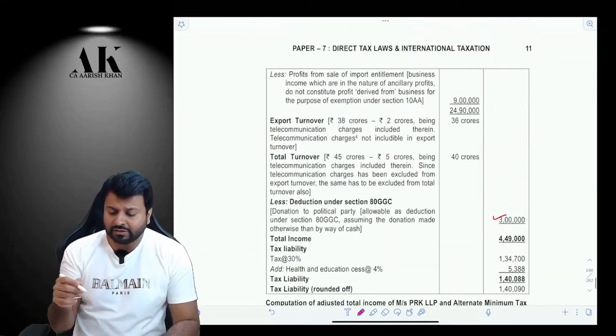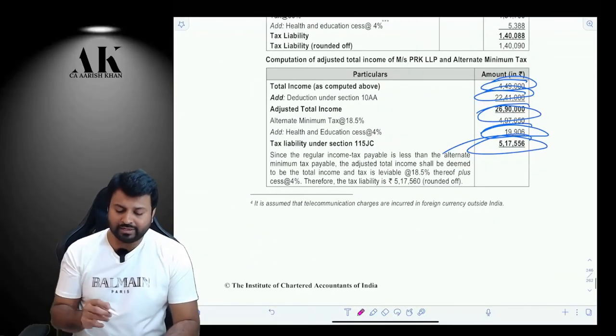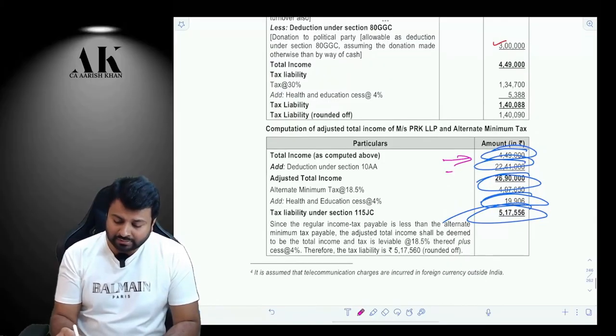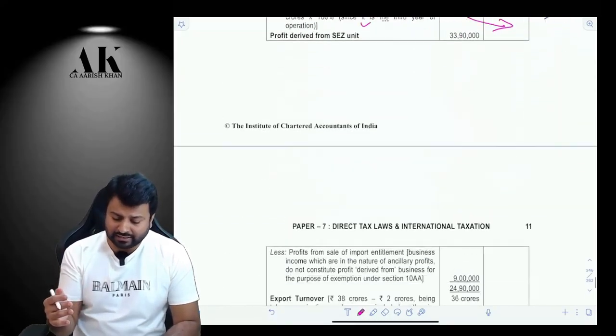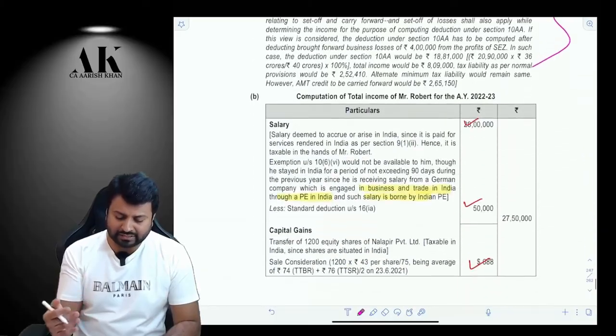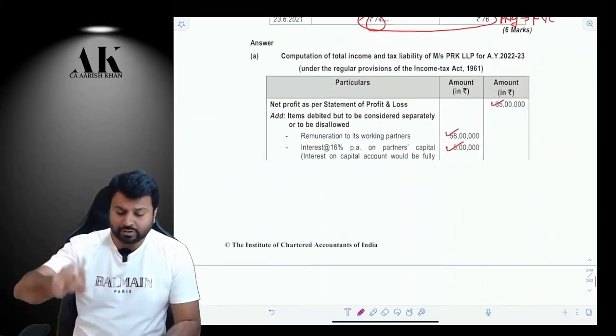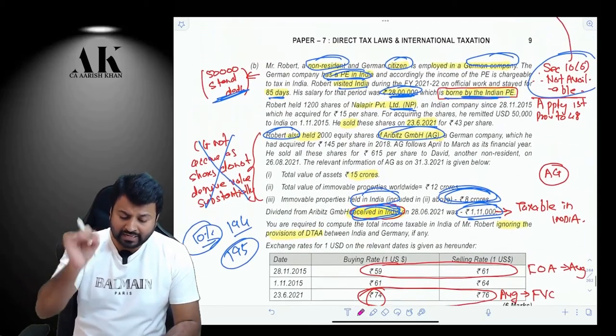After you are done with all these things, you are going to compute the AMT. AMT is very simple. Whatever is your total income, you have to add back the deduction. Once you add it back, you will compute the alternate minimum tax at 18.5%, plus 4% cess, etc. Surcharge is not applicable. And therefore, you will compute the tax in a normal way. It's a very simple part. So, the most important part of this question was how to compute the profit, and to compute the profit, there are two views taken by the Institute over here.